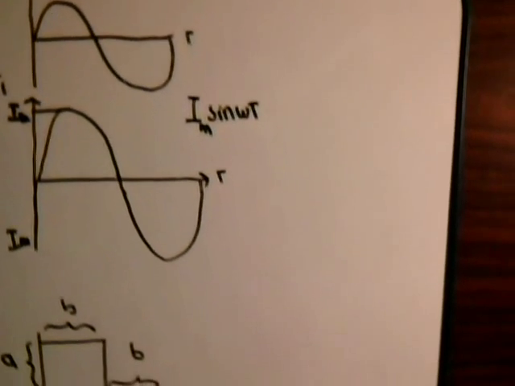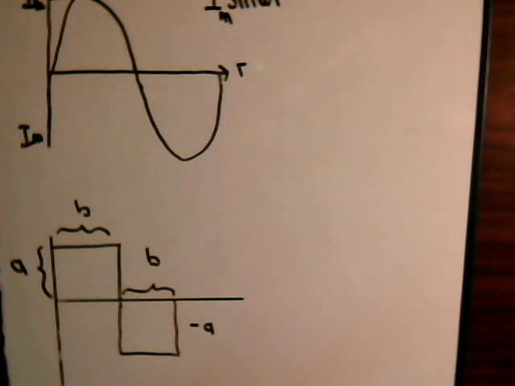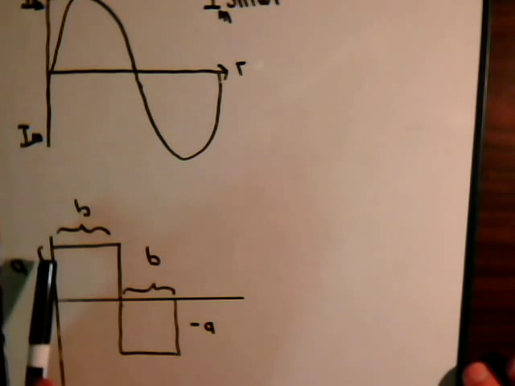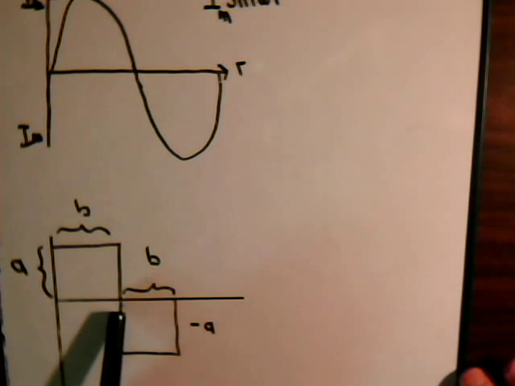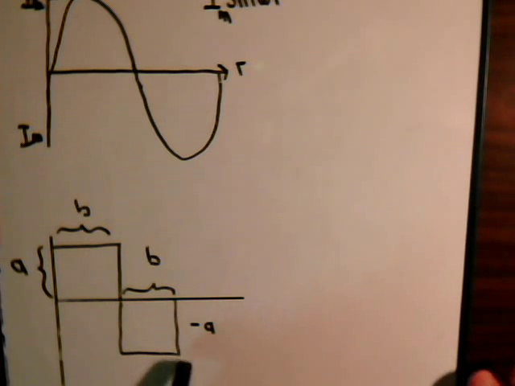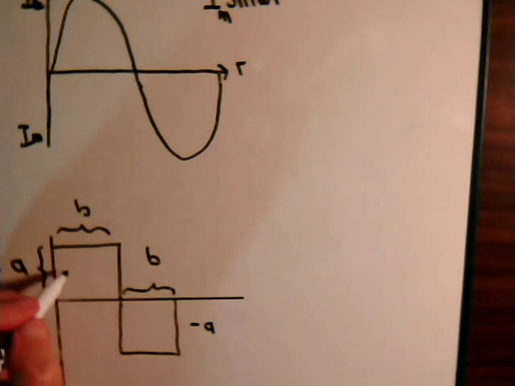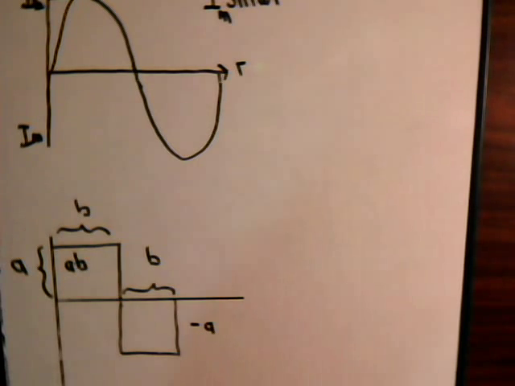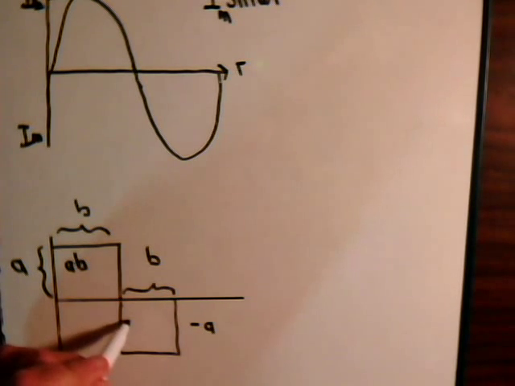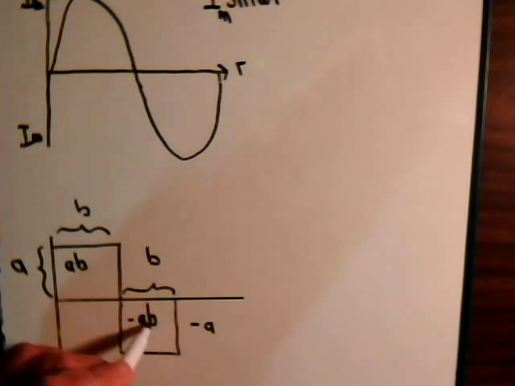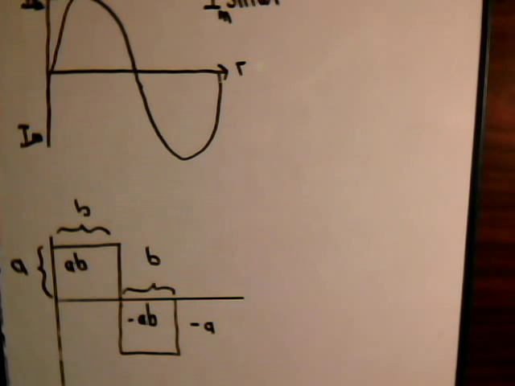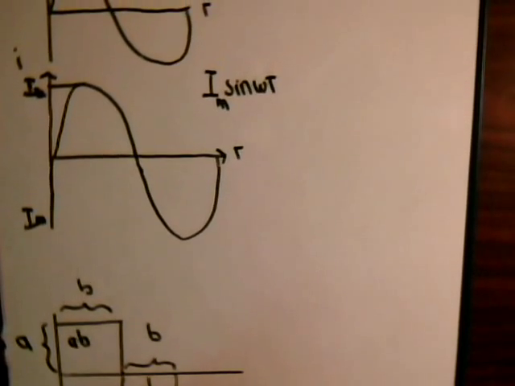Just as if we had, say, something like this, two rectangles. This has a height of A and a base of B. This one has a base of B, but a height of minus A. So, of course, this area here is going to be AB, but this area is going to be minus AB. So if we add it up, it comes out to zero, and the same thing happens here.